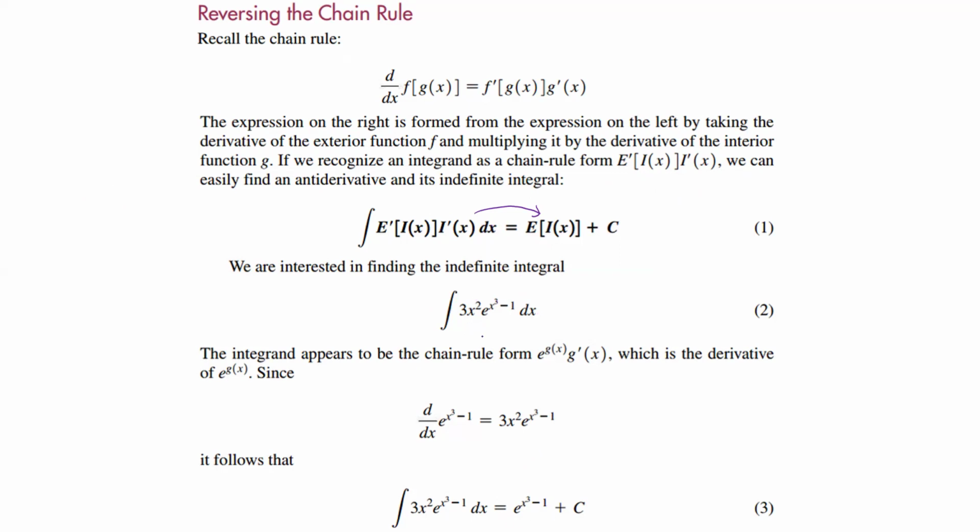And how do we do that? Well, we have to think about what the inside pieces and the outside pieces are, and then go from there and do substitution. The integrand appears to be the chain rule form e to the g of x times g prime of x for this one, which is the derivative of e to the g of x. Since if we take the derivative of this, we get this. So it follows that if we take this antiderivative, we should get here. If we took this derivative, we're going to get 3x squared, and that's what we get here. And then the derivative of e to the x is e to the x. So that's what we get. All right, so let's look over here.